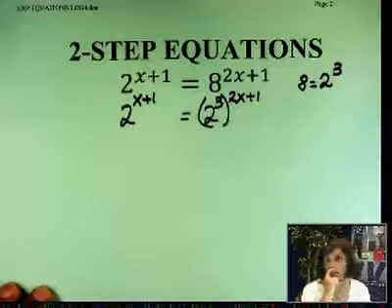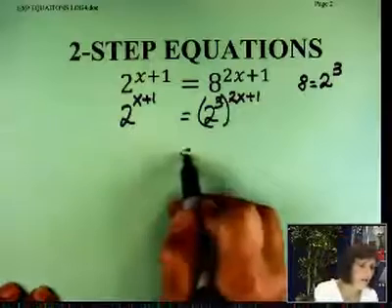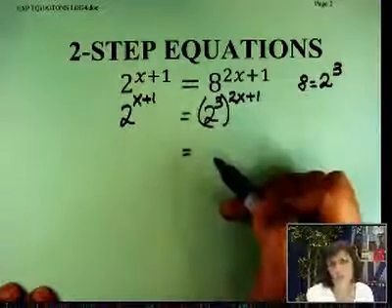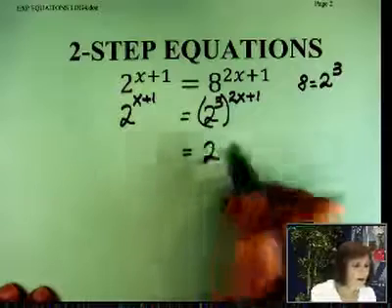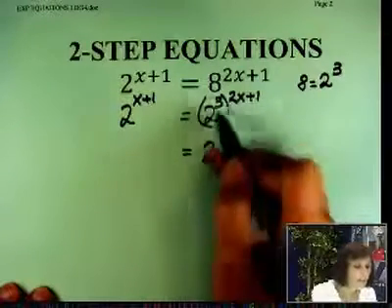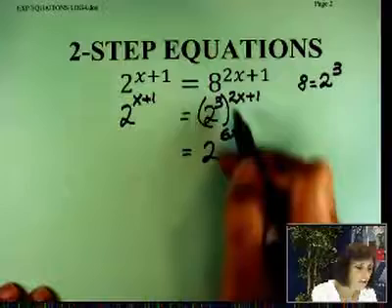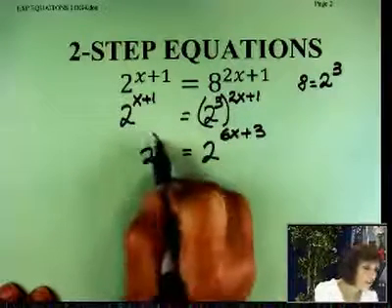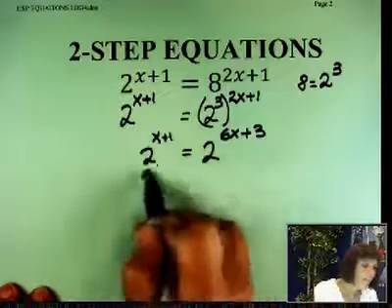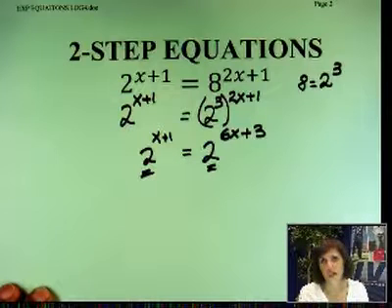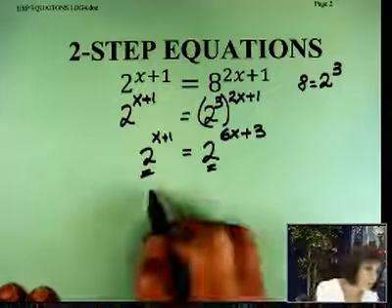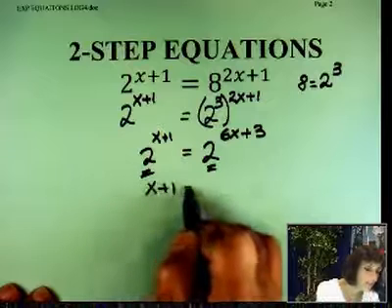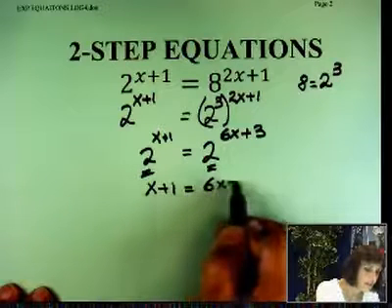Now I'm going to play with the right-hand side a little bit. When you have an exponent of an exponent, what was that property? Oh, I remember. I multiply it out. 3 times 2x is 6x, 3 times 1 is 3. And watch. Now my bases match. What does that mean? The exponents have to match as well. x plus 1 equals 6x plus 3.